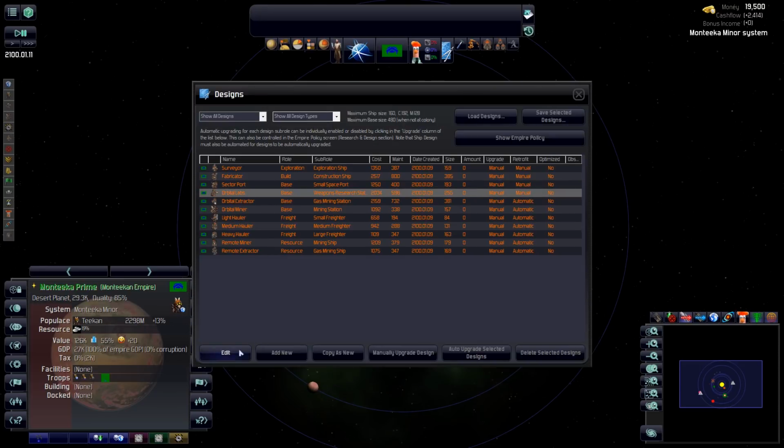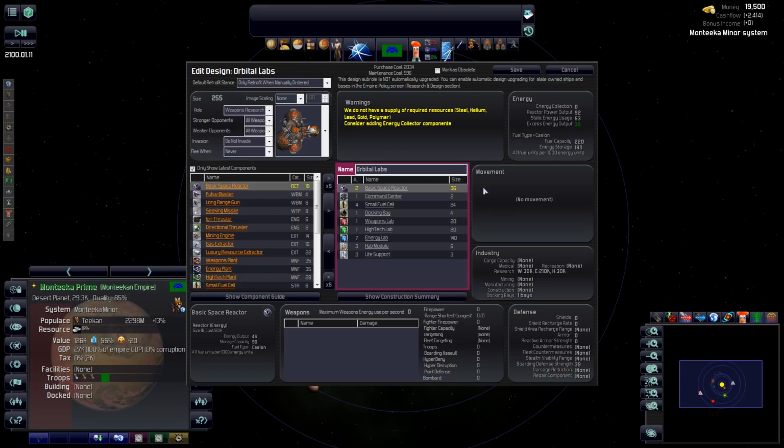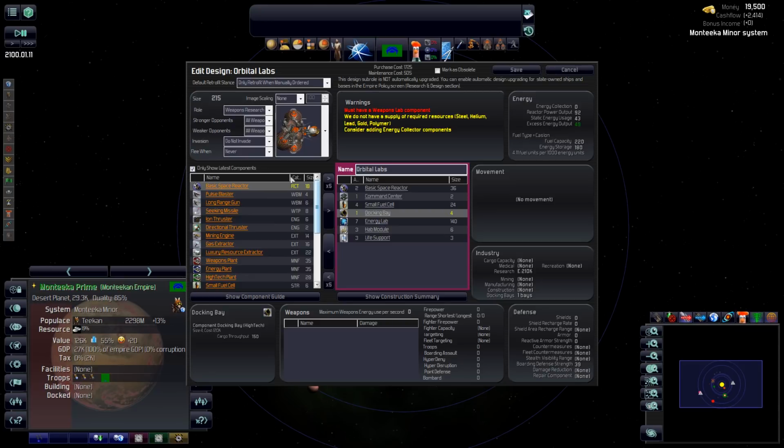And then our orbital labs, I'm actually going to adjust this design a bit from my last playthrough because I had weapons 30, high-tech 30, and then energy at 210. I'm going to spike everything into the energy on this playthrough, I think. So we're going to keep the energy labs, but we're going to get rid of the high tech, and we're going to get rid of the weapons, and we're going to add a few more energy labs.